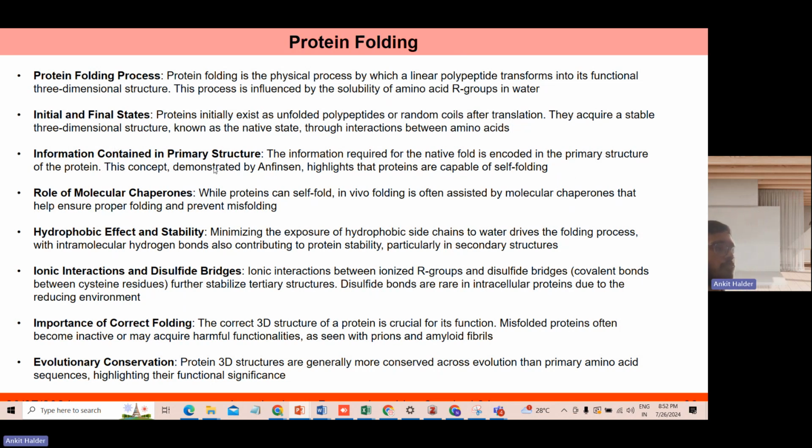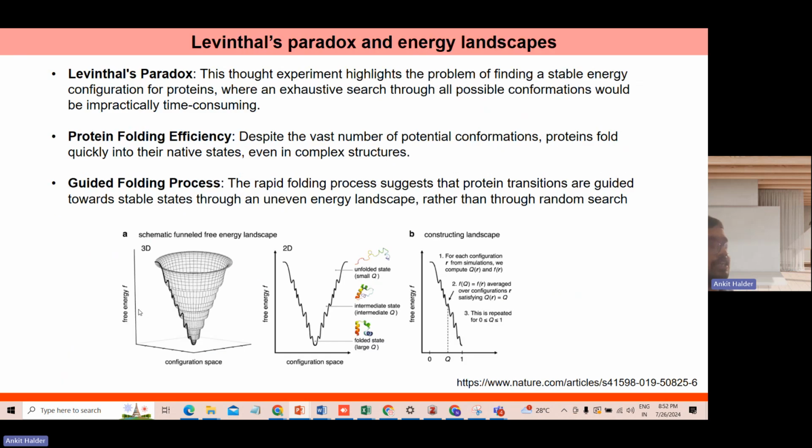Then we have the information contained in the primary structure, the role of chaperones, and evolutionary conservation, as I mentioned, and the importance of correct folding, the ionic interactions, and the disulfide bridges. You won't find these in a reducing environment, but where you need to provide high stability, there we will find them.